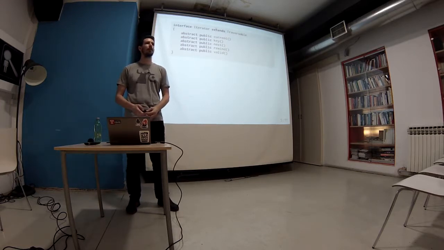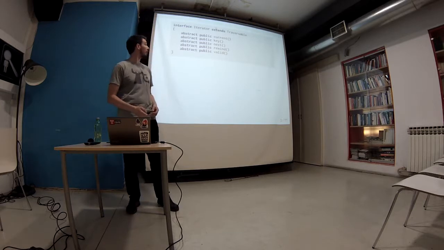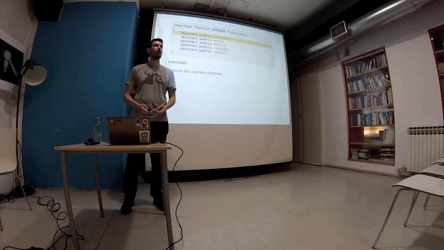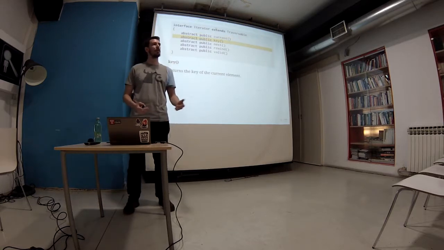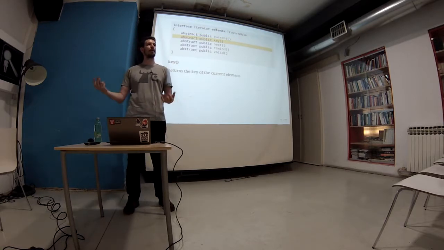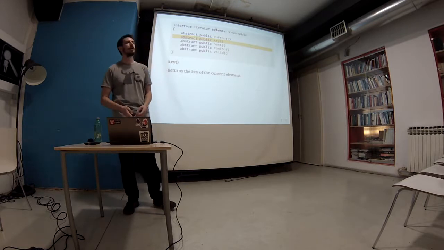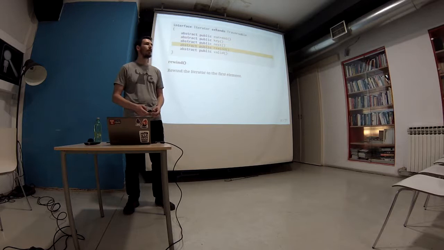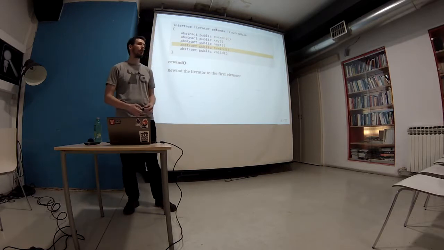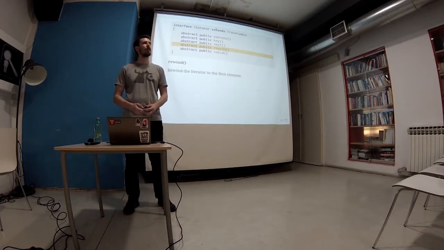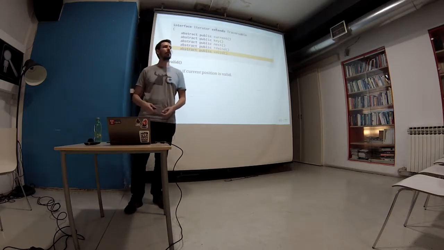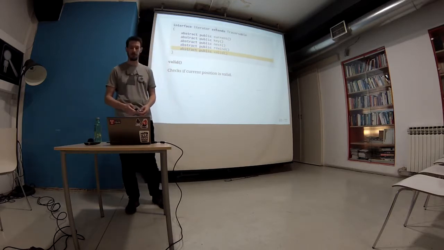And the 5 methods are: current, which returns the current element; key, which returns the current key. That means, like an array, you have a key and a value for each element. You have next, which goes to the next element of the iteration. You have rewind, which resets the iterator to the beginning, and you have valid, which basically says if there are any more elements to iterate on, true or false.